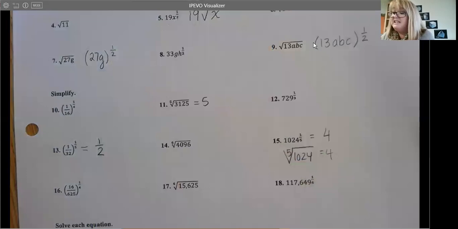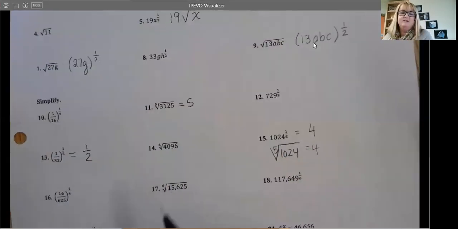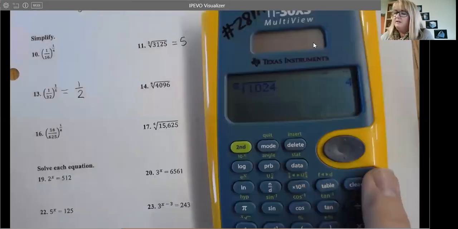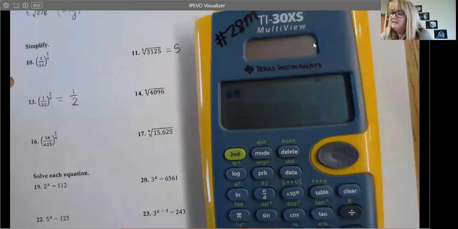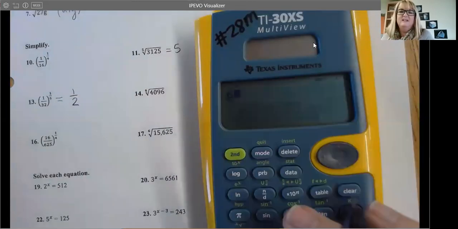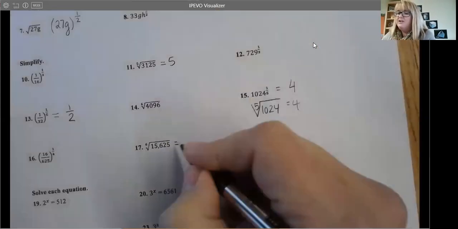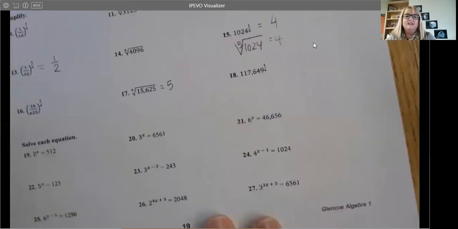All right, 17, the 6th root of 15,625. So we are going to do the 6th root of 15,625. Enter is 5. All right, make good use of your calculator on this. All right, let's look at the bottom part.